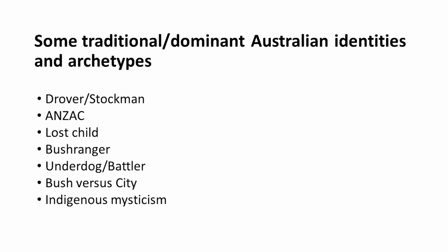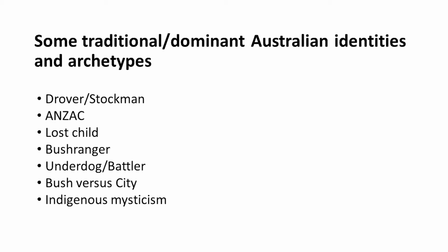So to reaffirm some of those archetypes that we understand, the drover, the stockman, we then start to see the Anzac come through. We see lost children a lot in Australian literature as well, the bushranger, the underdog, the battler. We do get this divide between the bush and the city at times, and that can be important to literary representations. And that Indigenous mysticism coming through as well. These are traditional representations of Australian people, Australian identities, but they're also literary archetypes, character types that we seem to see happen again and again in Australian literature.